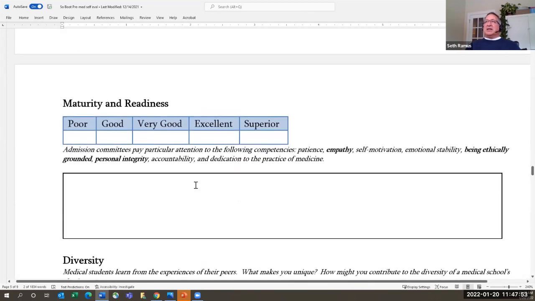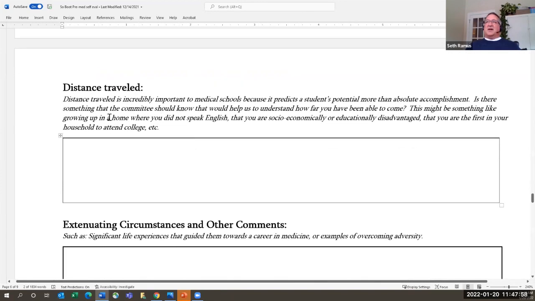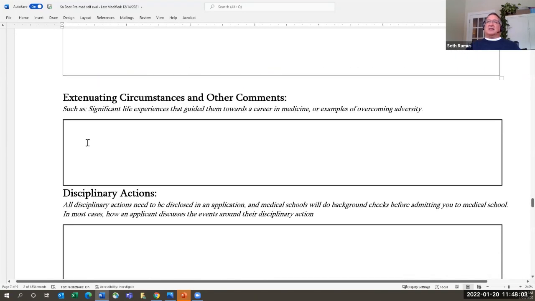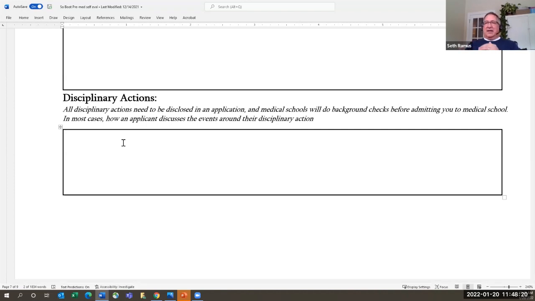So I'm going to leave it there. You can see that there are lots of things that we talk about, like distance traveled, extenuating circumstances. Unfortunately, sometimes disciplinary actions, and that adds complexity to your application. And we should certainly talk about that if you have been subject to any. Again, there is nothing here that is going to keep you out of medical school, though these things may change your pathway.